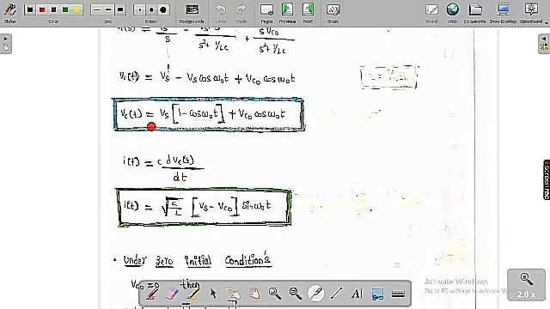So Vc of t is equal to Vs into 1 minus cos omega naught t plus Vc naught cos omega naught t, whereas I of t is equal to under root of C by L into Vs minus Vc naught sin omega naught t, whereas VL of t is equal to Vs minus Vc naught cos omega naught t. So these are the three important relations. We know the value of Vc of t, VL of t and I of t, where omega naught is equal to 1 by under root of LC.